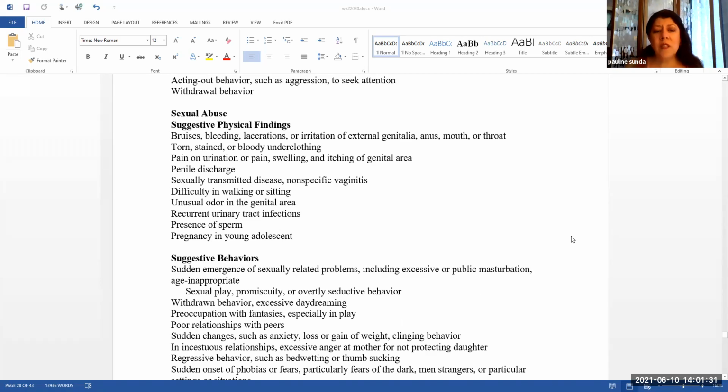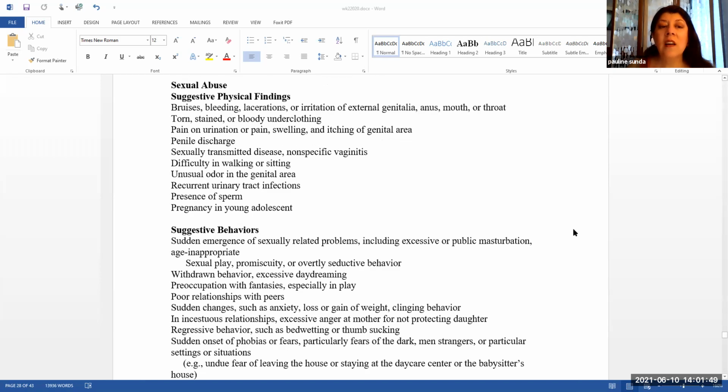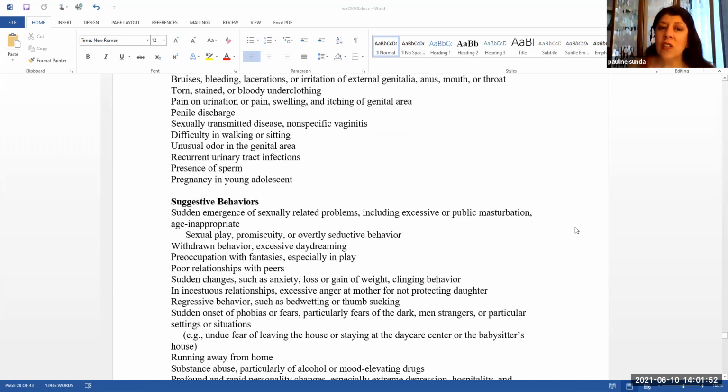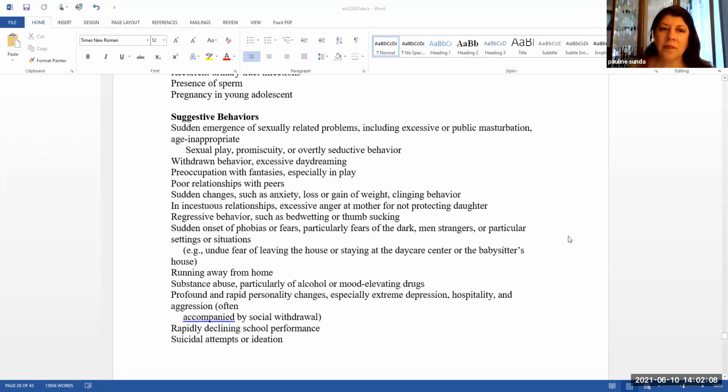So sexual abuse, physical findings. Here you can see bleeding, bruising, laceration, or irritation of the genitalia, anus, mouth, or throat, torn, stained, or bloody underclothing, pain on urination, or pain and swelling and itching of the genital area, penile discharge, sexually transmitted diseases, non-specific vaginitis, problems walking or sitting, an unusual odor in the genital area, recurrent UTIs, presence of sperm, and pregnancy in a very young adolescent.